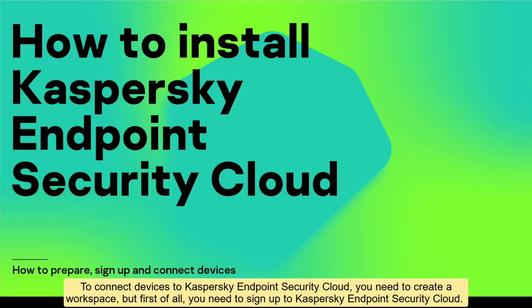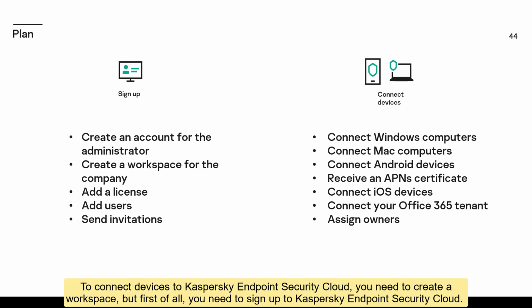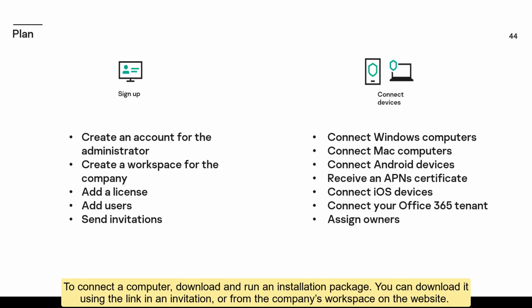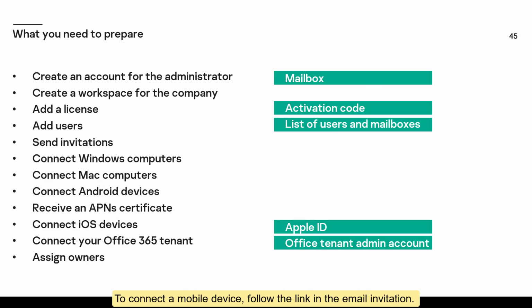To connect devices to Kaspersky Endpoint Security Cloud, you need to create a workspace, but first of all, you need to sign up to Kaspersky Endpoint Security Cloud. To connect a computer, download and run an installation package. You can download it using the link in an invitation, or from the company's workspace on the website. To connect a mobile device, follow the link in the email invitation. To be able to send invitations, add employees' email addresses to the workspace. This video will help you create a workspace and connect devices to it.